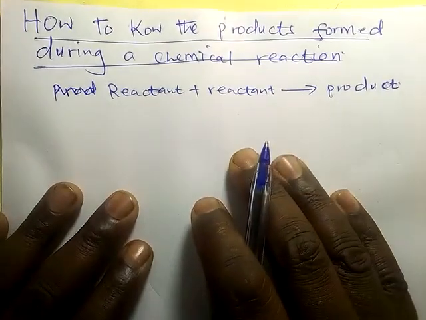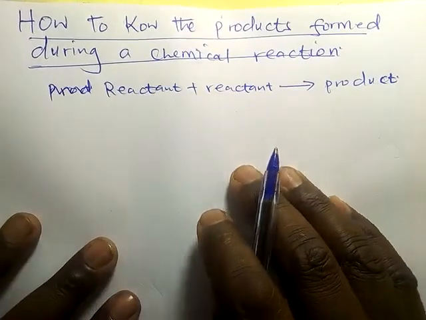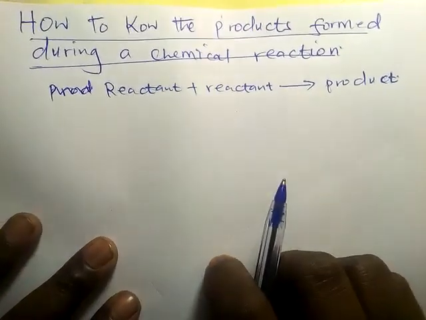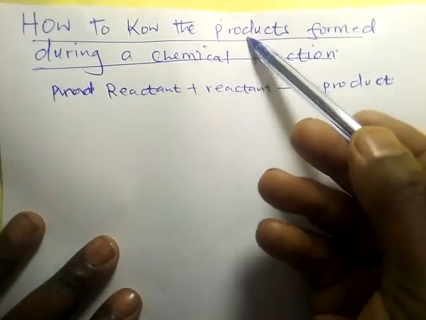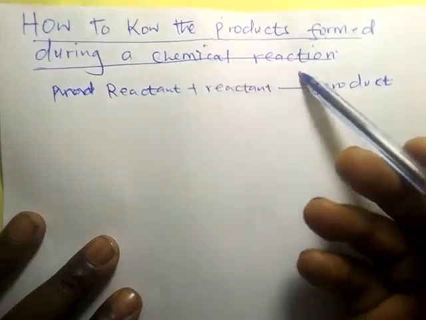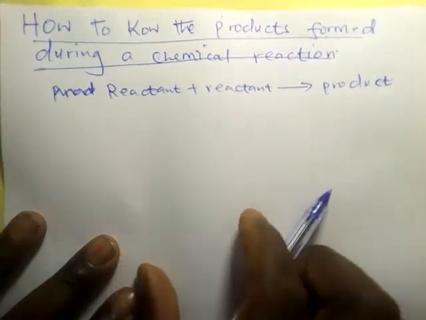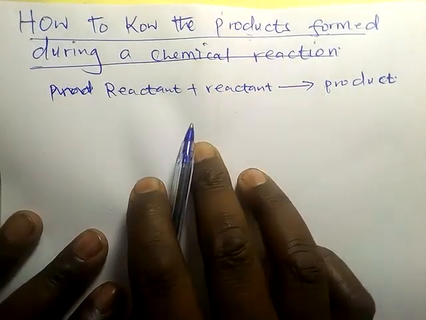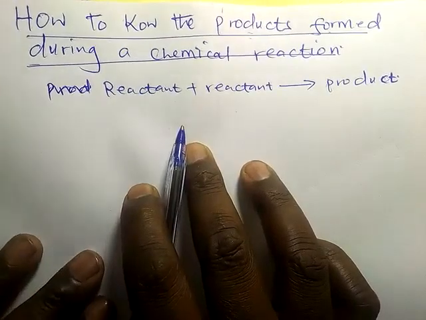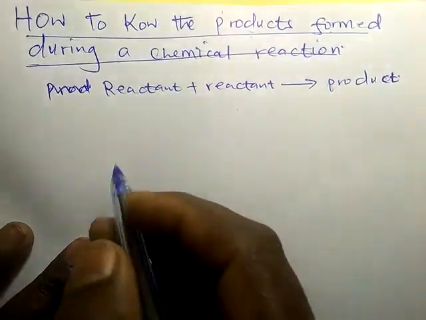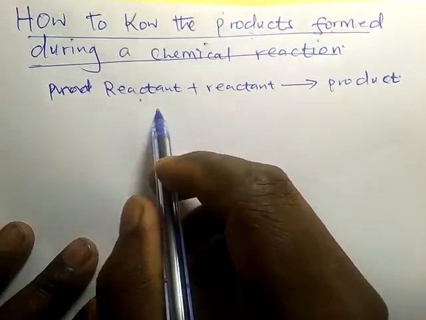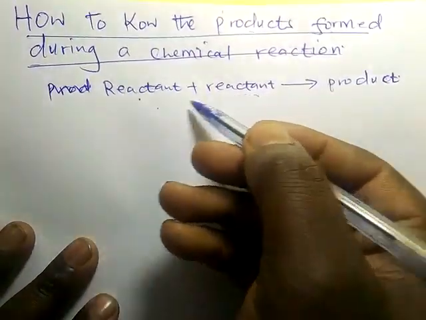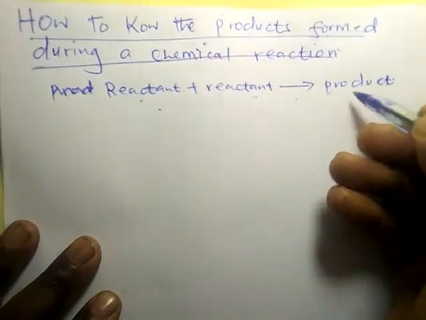Welcome. We want to look at how to know the products formed during a chemical reaction. How do you tell which products are formed during a chemical reaction? There are things you must know for you to write the correct products that are formed during a chemical reaction. Remember, for a reaction to occur, there must be two reactants which are combining to form a product.